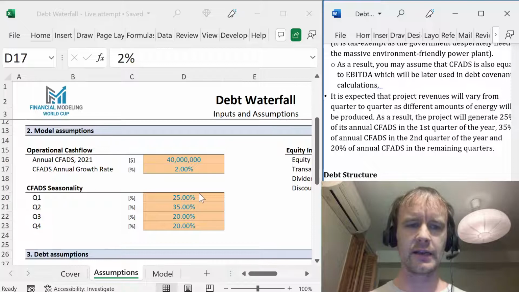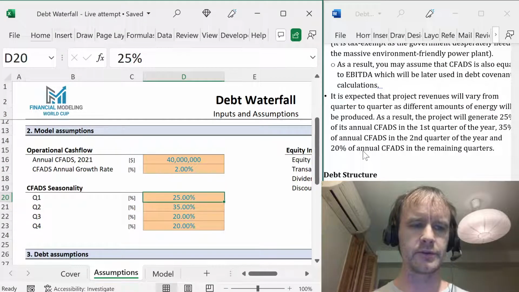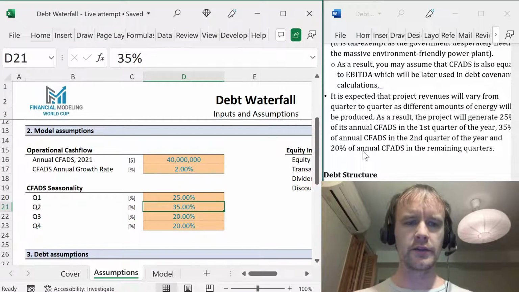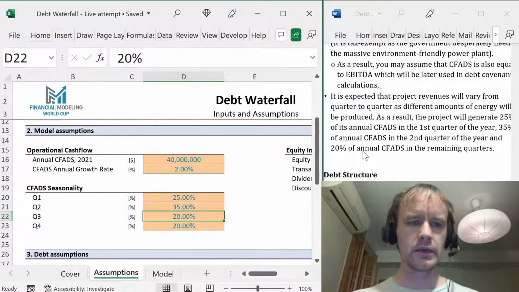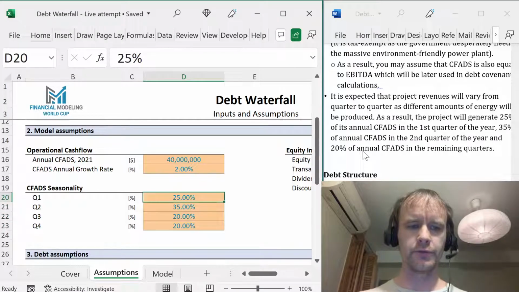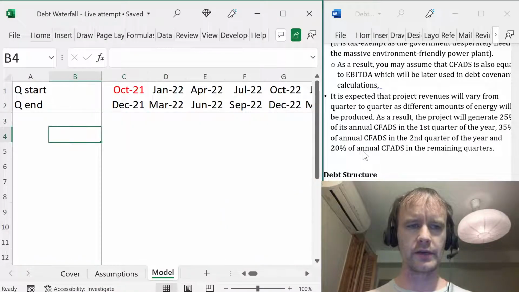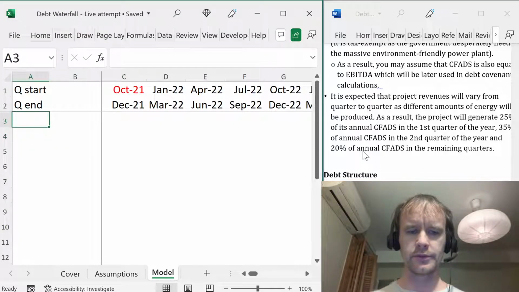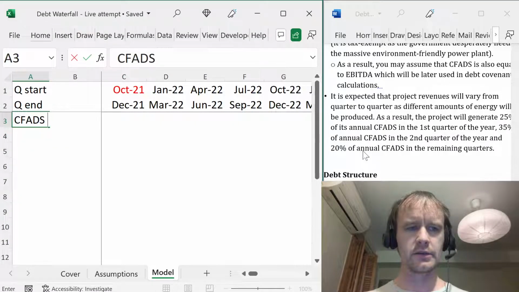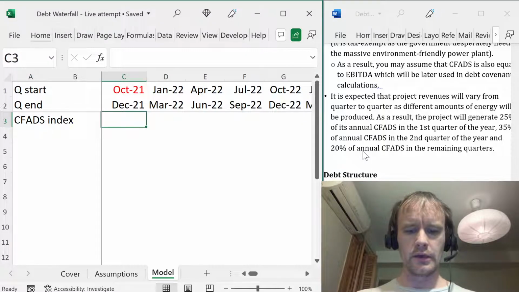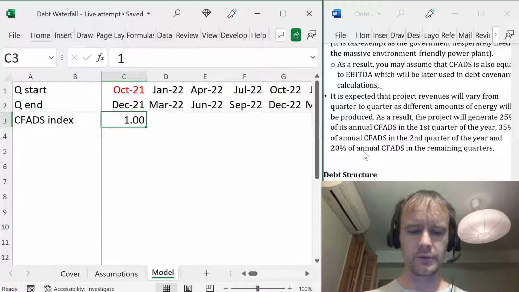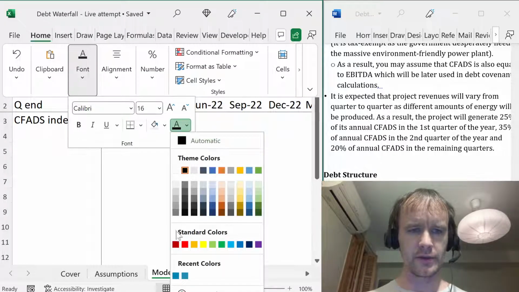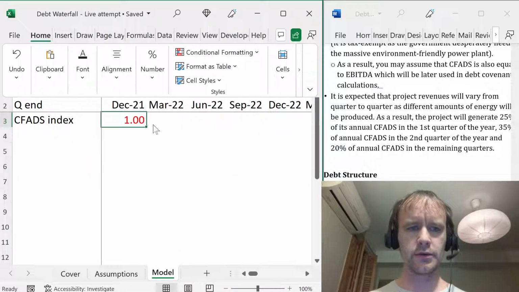And then there's seasonality here. So you get 25% of the annual revenues in Q1, 35% in Q2, 20% in Q3, and 20% in Q4. So, having said all that, the first thing I'm going to do is do an index. And that will start off with a value of 1 in 2021. And again, I'll just make that red because it's a different formula from the rest of the row.